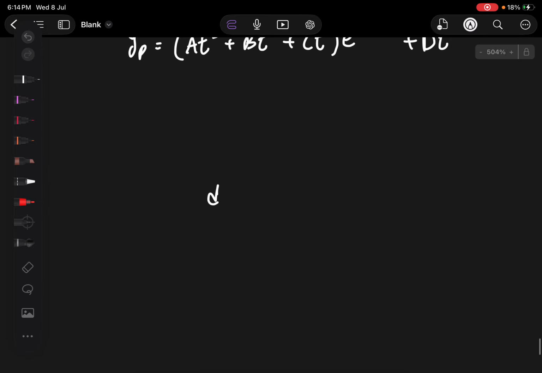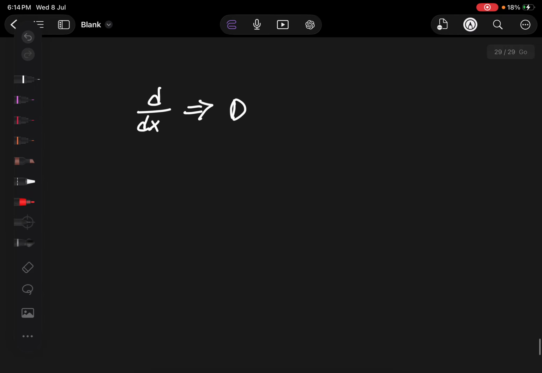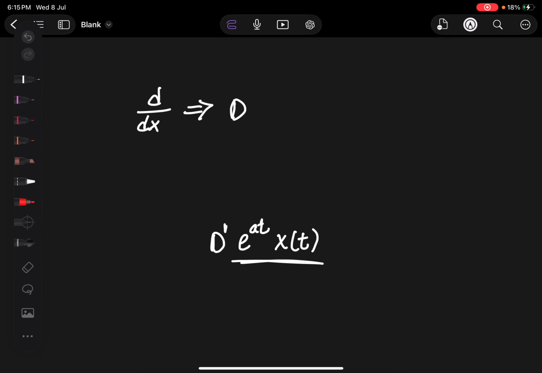So first, d dx, we denote it as capital D. If we want to find, let's say we have a function e^(at) times some function of t, let's call it x of t, and we want to find the derivative for this, so d dx, but we said we need to denote it as capital D. This is the first derivative for this function. It's e to the at times some function of x, sorry, x of t.